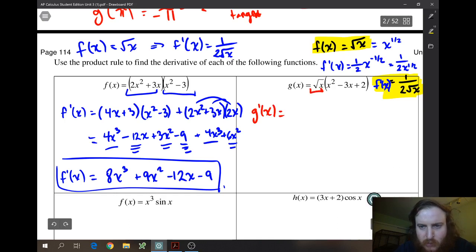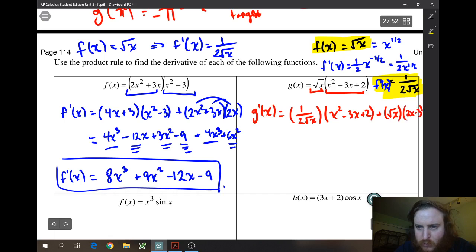right, we're going to say this is our first term and our second term. So we said that we're going to memorize the derivative of square root of x is 1 over 2 square root of x. And then we're going to leave x squared minus 3x plus 2 alone. Then plus square root of x times 2x minus 3. Right, that's the derivative of our second one.